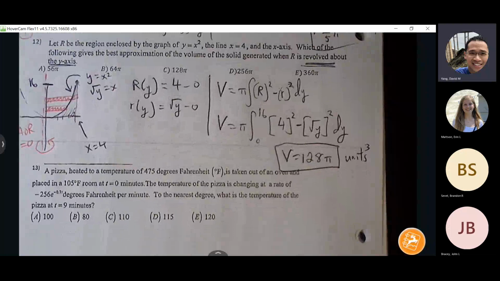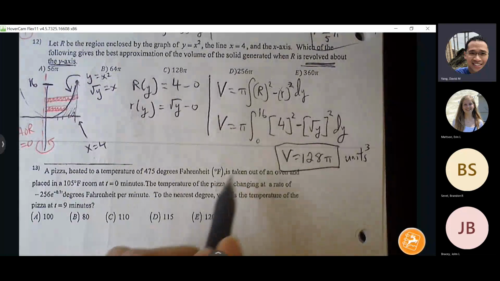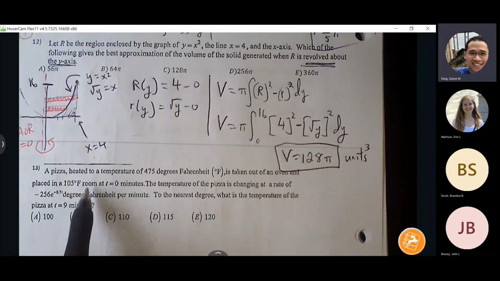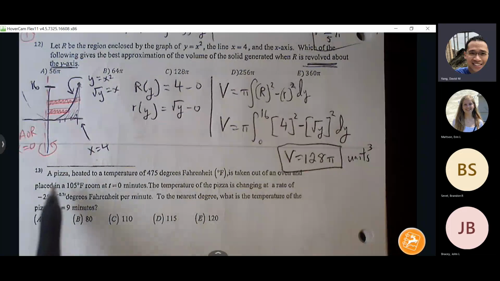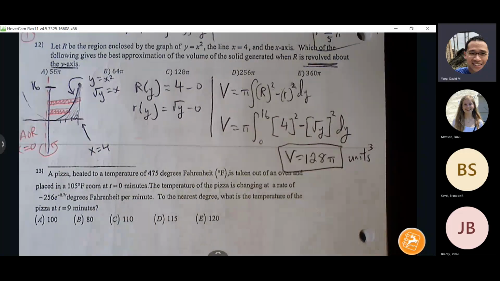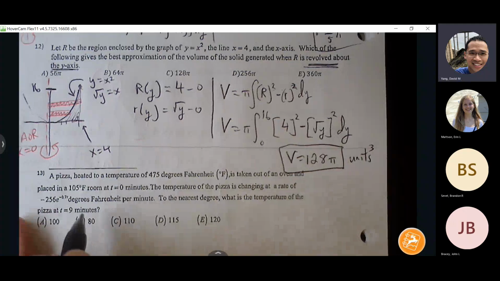Okay, last one. Pizza heated to the temperature of 475 degrees is taken out of the oven, placed in a 105-degree room at 0 minutes. Temperature of the pizza is changing at a rate of -236 e to the -0.7t degrees Fahrenheit per minute. So you know that once that pizza is taken out of the oven, the temperature of that pizza is going to continually drop, right? And it asks, to the nearest degree, what's the temperature of the pizza at 9 minutes?